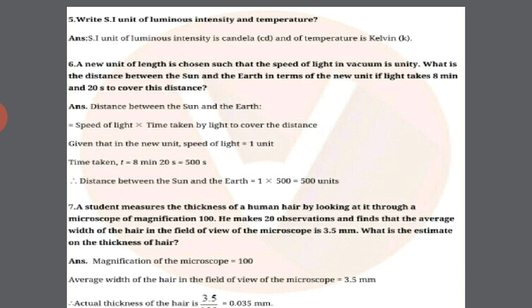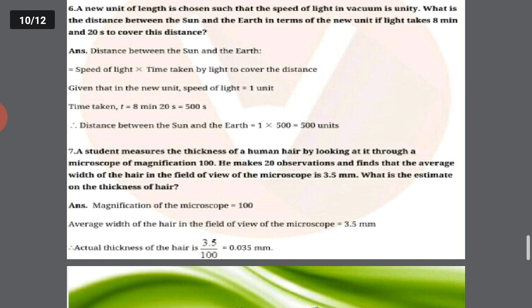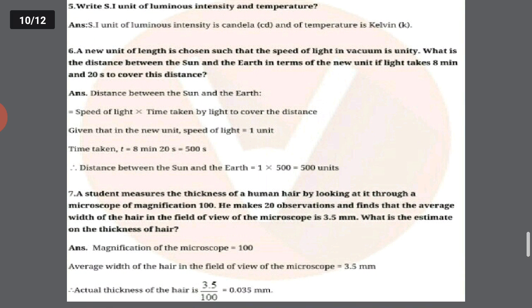Distance between the sun and the earth is equal to speed of light into time taken by the light to cover the distance. Okay, given that in the new unit speed of light is equal to 1 unit, so the time taken is given there, 500 seconds. The distance between the sun and the earth will become 500 units. Got it? Next question.